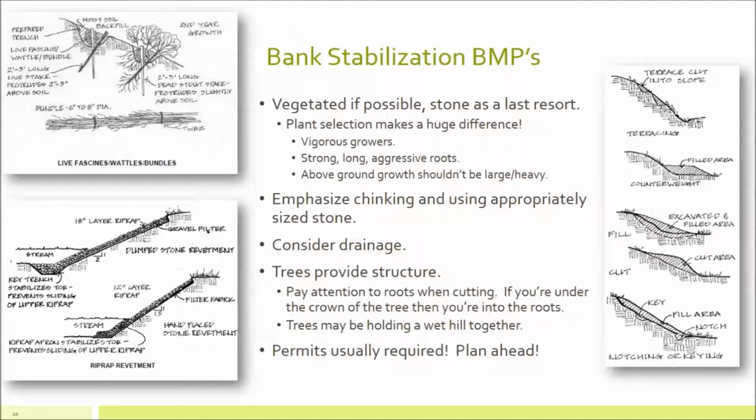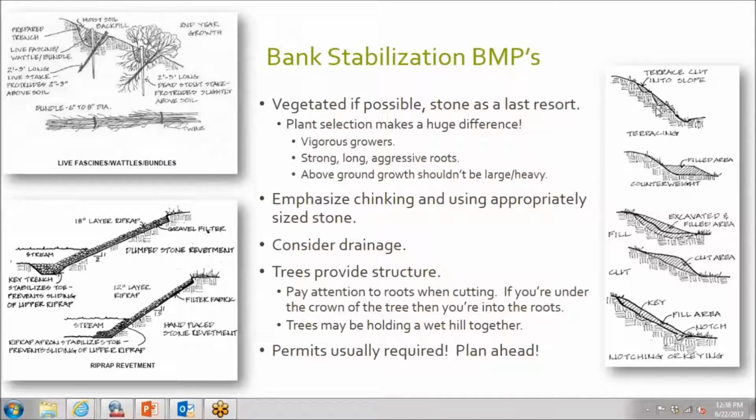If they are using stone, we emphasize that they chink properly using appropriately sized stone. We don't like to have huge voids, especially in riverbank projects. If you get a good storm, the water will come right in there and take all of the stone out. We also like our towns to consider drainage. So if they have drainage on a project, we want them to try to put the drains towards the bottom. If they're putting it on the top of the bank, if they get a good storm, that can blow the whole slope out.